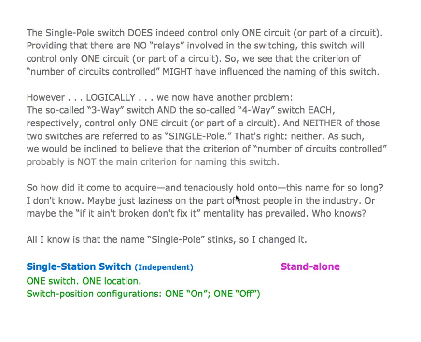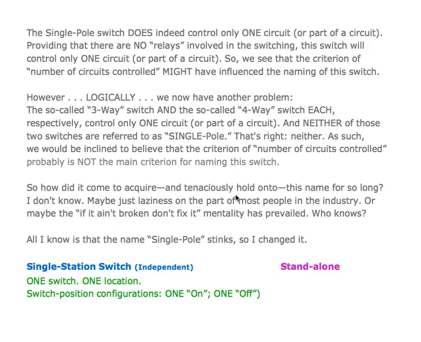The single pole switch does indeed control only one circuit or part of a circuit. Providing that there are no relays involved in this switching, this switch will control only one circuit or part of a circuit. So we see that the criterion of number of circuits controlled might have influenced the naming of this switch. However, logically, we have now another problem.